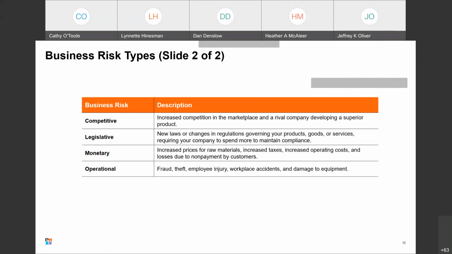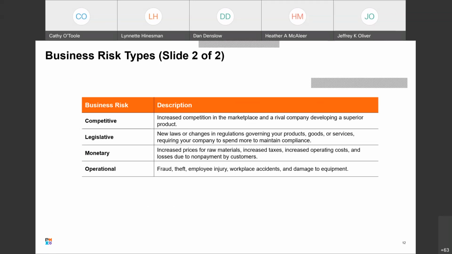Other things that are considered types of business risk would be competitive, where there's so much competition in the marketplace and a rival company is developing a superior product to ours. There could be legislative risks, which, like I said, are new laws or changes in regulations governing your products, goods, or services that require your company to spend more time to maintain compliance. Business risks could be monetary because you have an increase in prices for raw materials, an increase in taxes, an increase in operating costs, and an increase in losses due to non-payment by customers.